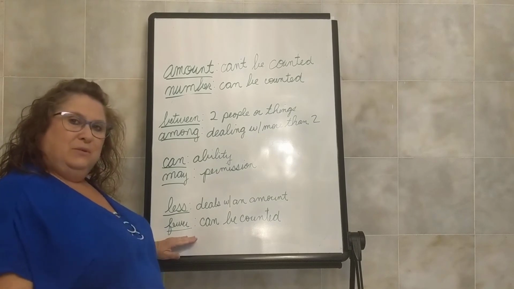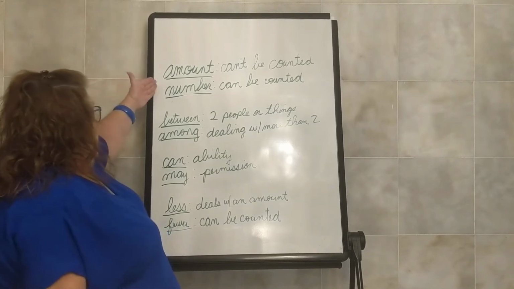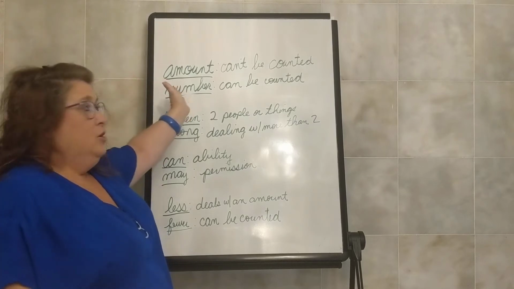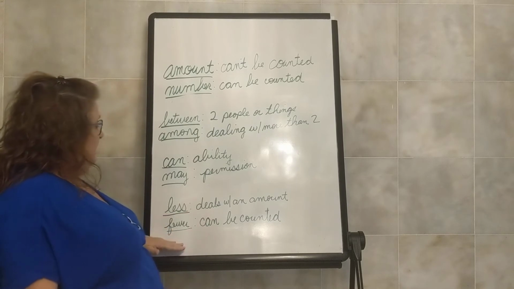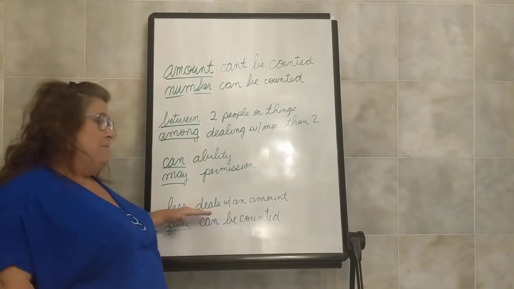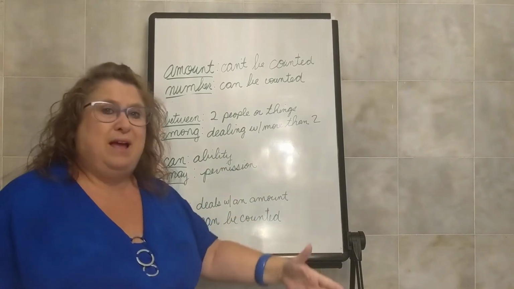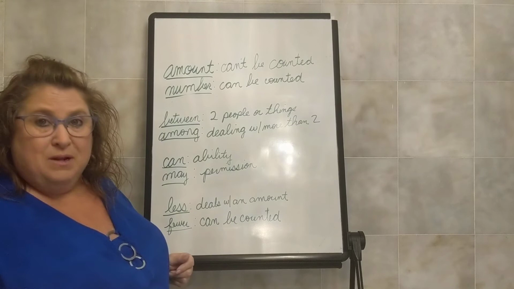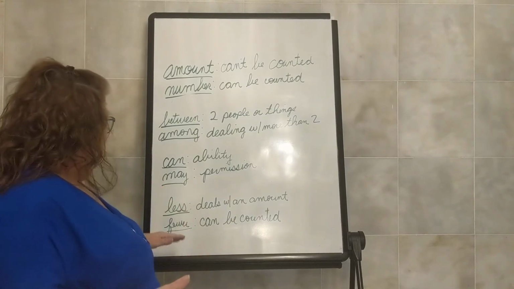Then our last 2 words I'm going to be talking about are less and fewer. Less and fewer could really go up here. It could be amount and less, number and fewer. The exact same rules apply. If we're talking about something that deals with an amount, we would say less. This recipe calls for less flour than that recipe. Okay, we can't count that flour, we can't count the sugar, so it's less.